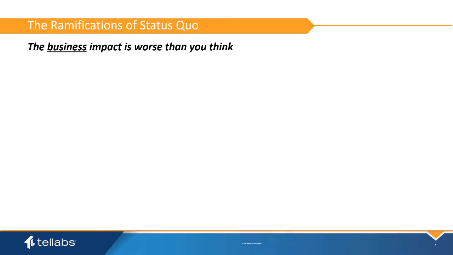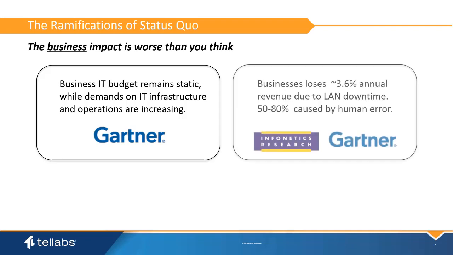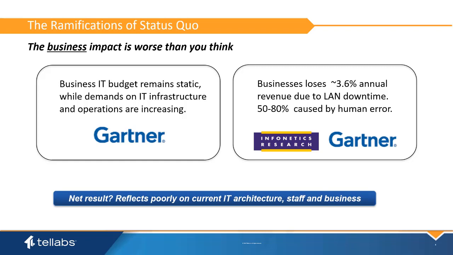So the business impact is even worse than you think. Gartner has done some studies, and they're saying that your IT budget is staying the same, but we know that the complexity of your network and the services that you're providing is increasing, and that's really stressing your staff. We also know that businesses like you lose about 3 to 6% annual revenue due to network downtime. And if you dig into that even deeper, you'll see that 50 to 80% of the network outages are actually caused by human error. So this reflects poorly on the chosen IT architecture. And I'm sorry to say it reflects poorly on the IT staff, but it also reflects poorly on the business.